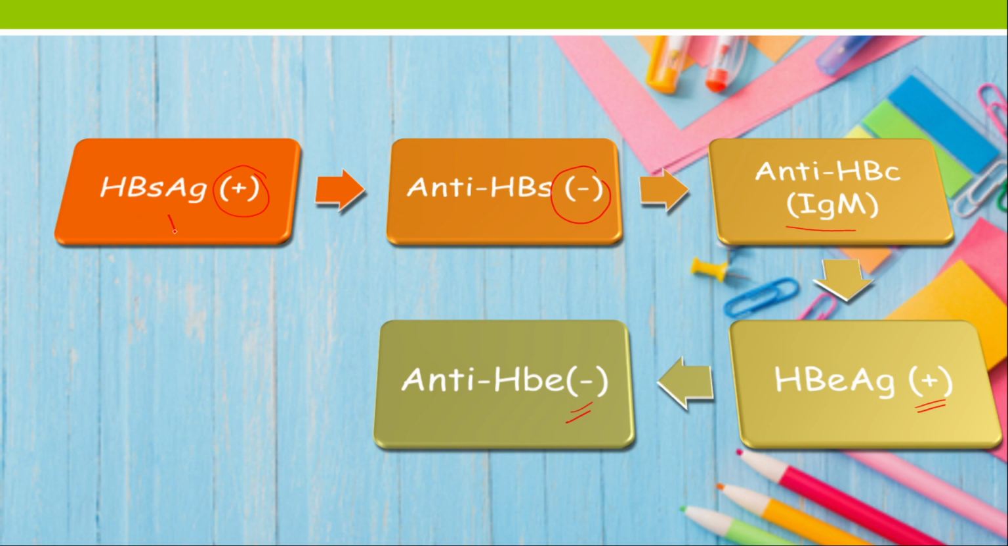So simple, if HBsAg is there, it is indicating that there is active infection. Okay, it's very clear. It is positive and here the antibody is negative, so it is indicating the patient is in infection. There is no immunity. If antibody is not there, it is indicating that there is no immunity at all for the patient.